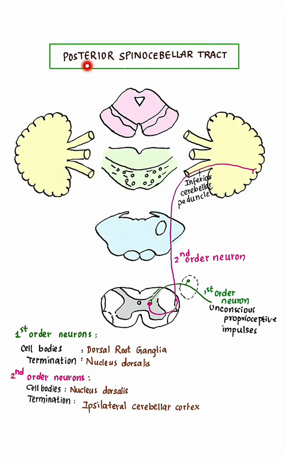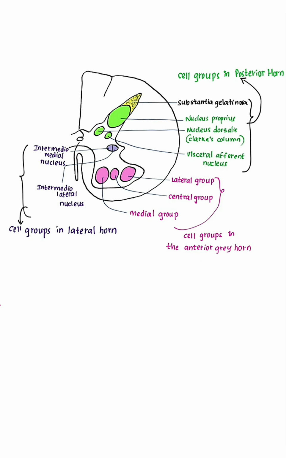Now let's see about posterior spinocerebellar tract. There are two order neurons, first order neurons, second order neurons. First order neuron: their cell bodies are present in dorsal root ganglia of the spinal cord. Their fibers terminate in nucleus dorsalis. You can see here nucleus dorsalis or Clarke's column. It is present in posterior horn of the spinal cord.